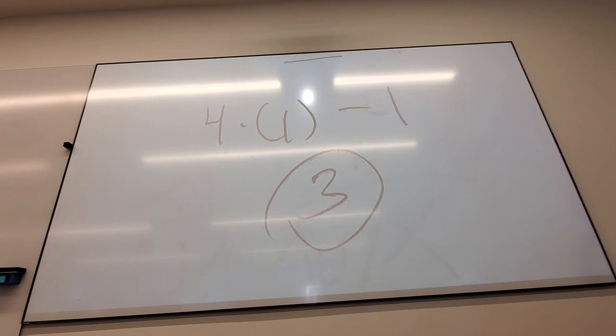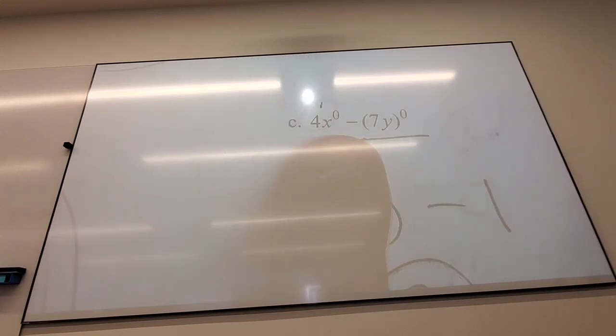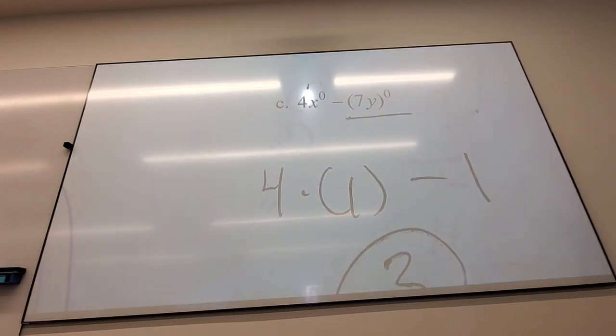Is that cool? I understand why people think this is 1, but again, the 0 can only go so far. The parentheses are what helps exponents go further. Okay.